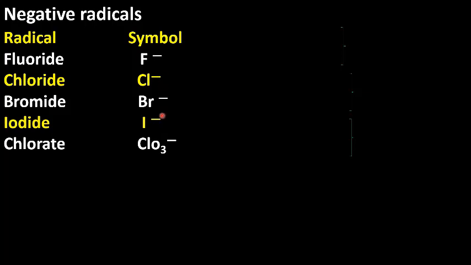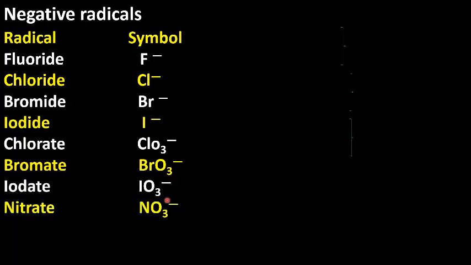This is chlorate. See the difference, chloride and chlorate. If the radical has an element along with oxygen, the name ends with ATE or ITE. So chlorate, ClO3 minus. This is a polyatomic anion with 1 chlorine atom and 3 oxygen atoms with 1 unit of negative charge. Bromate, BrO3 minus, iodate, IO3 minus, nitrate, NO3 minus, nitrite, NO2 minus.